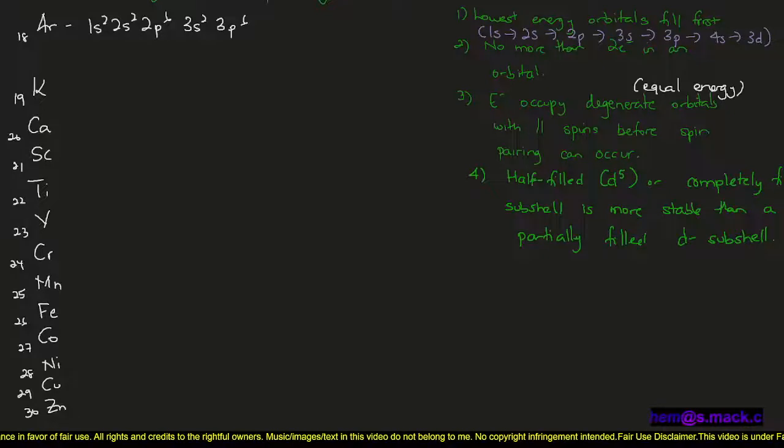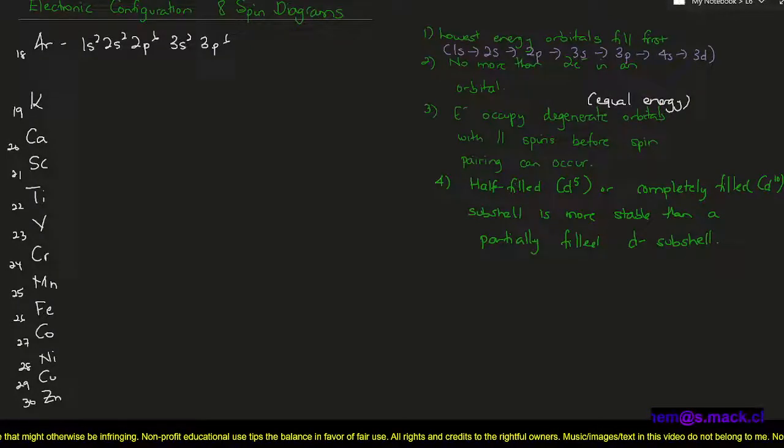I call out the names of the elements from potassium to zinc. So just as a way to familiarize you with the names of the elements, I'm going to start from potassium. So we have potassium, calcium, scandium, titanium, vanadium, chromium, manganese, iron, cobalt, nickel, copper, and zinc.